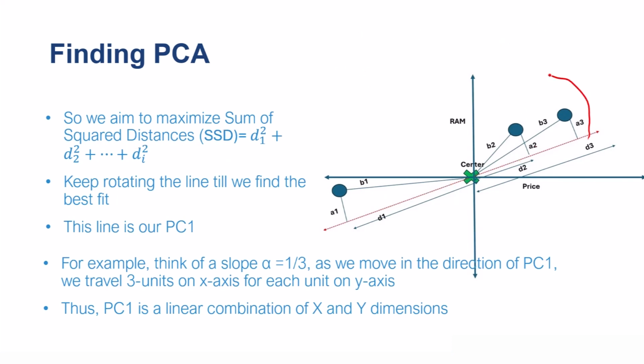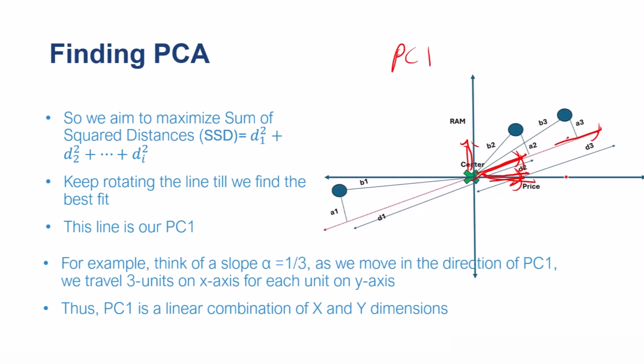Now we keep on rotating this line in any direction till we find the slope, the slope alpha, which maximizes this. Once we find this line, we'll be able to ascertain the slope. Let's suppose we find the line that maximizes this sum of square distances, and the slope is 1 by 3. This also means that if the slope is 1 by 3, we move in this direction. For every 3 steps we move here, 1 step we move upwards. So for every 3 steps of horizontal distance, 1 step of vertical distance is covered.